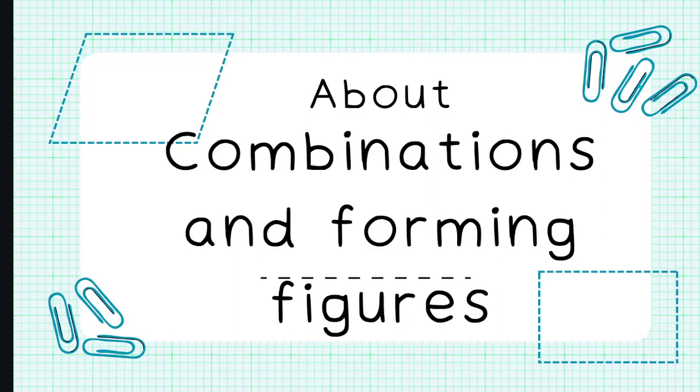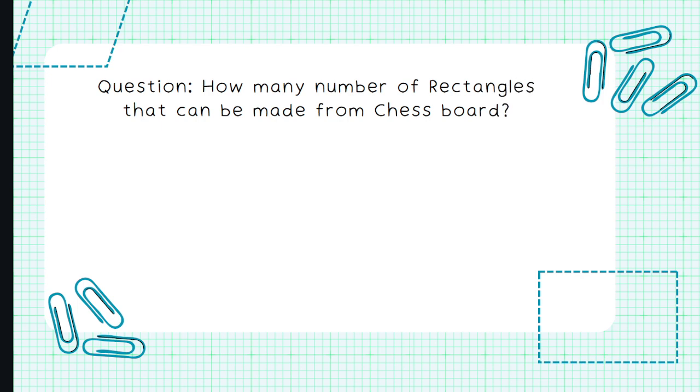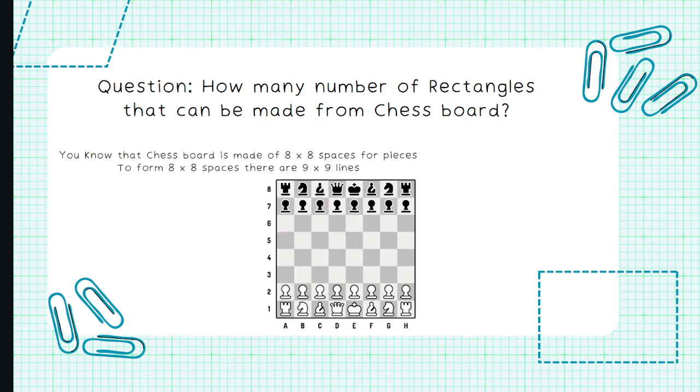In today's video, we're going to be solving a problem about combinations and forming figures, as it says in the title. So let's get into it. So here's the question. How many rectangles can be made from the lines of a chessboard? That's the problem we have right now, and I'll just pull up a chessboard.